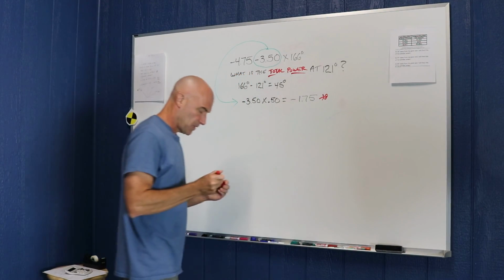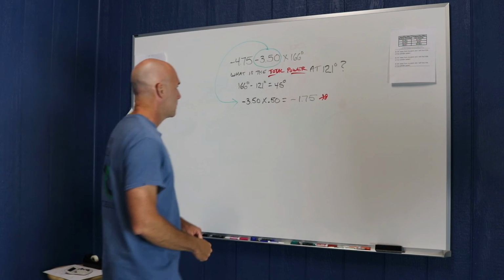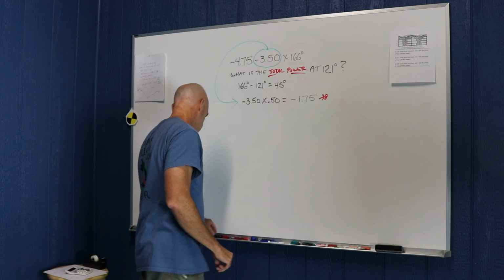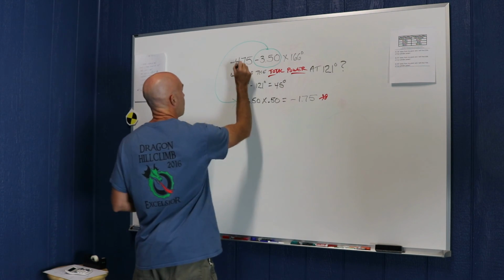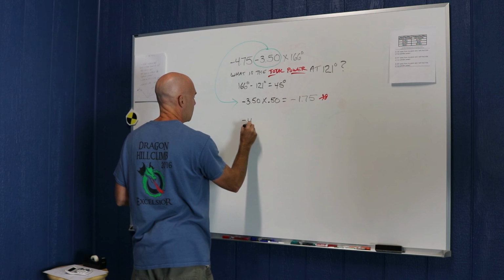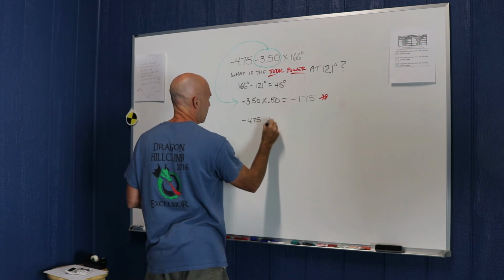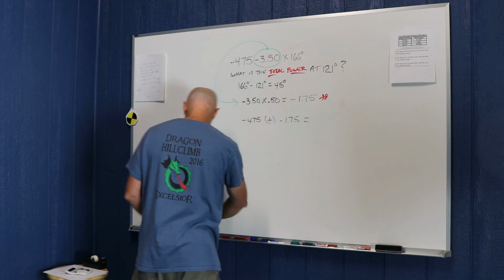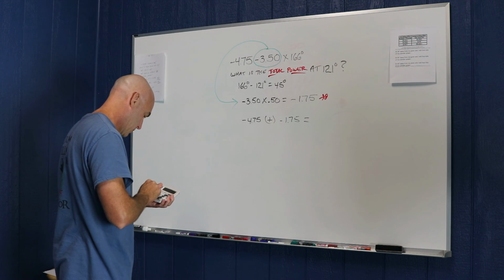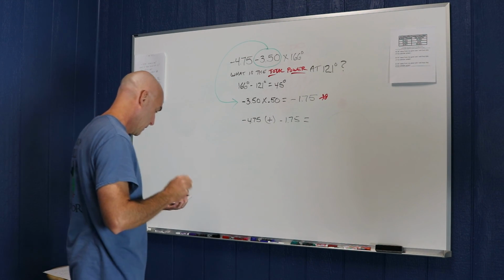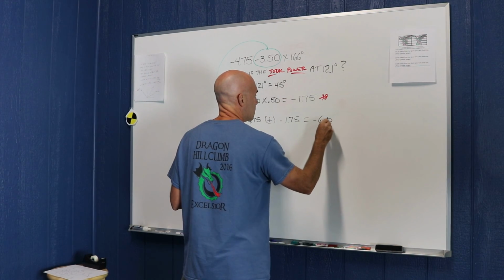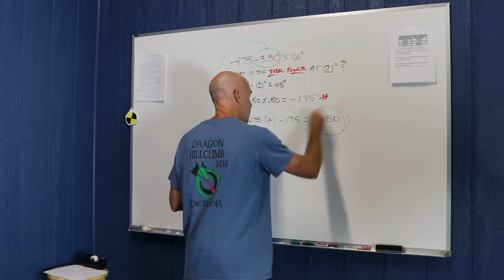Everybody's thinking, oh my God, I just used a calculator, I'm done, I got it, there's my answer, 1.75. No, because we're looking for total power. Total power is this plus this, minus 4.75 plus minus 1.75 gives us minus 6.50. That would be your answer.